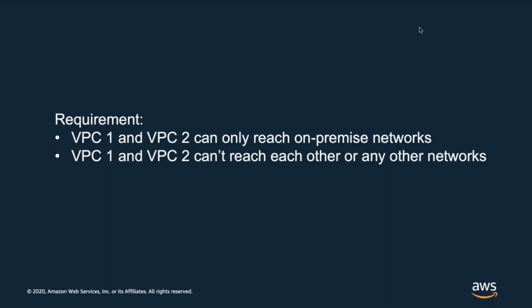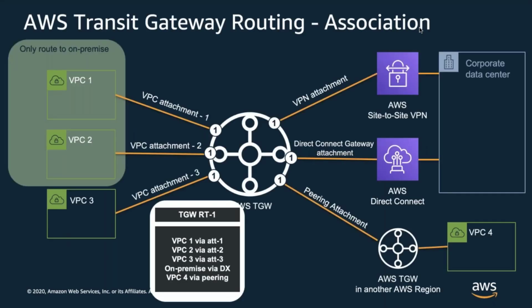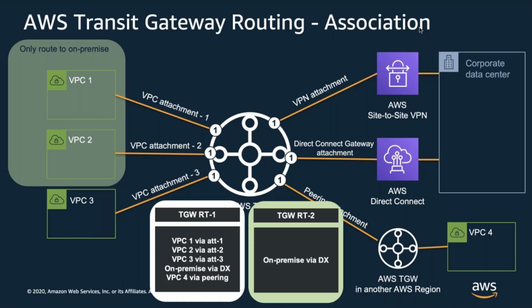So how can the Transit Gateway help us fulfill those requirements? This is, again, back to our environment. We have those two VPCs, 1 and 2, and the requirement there is these should be able to only talk to on-premise, to nothing else. So to achieve that, we need to create a separate route table. In this case, Transit Gateway route table 2. And in that route table, we will only have a route to on-premise via Direct Connect and a backup via VPN, but the backup will not appear until Direct Connect goes down.